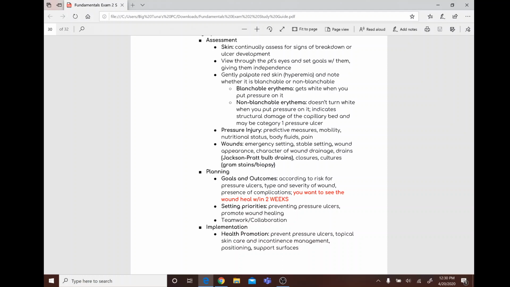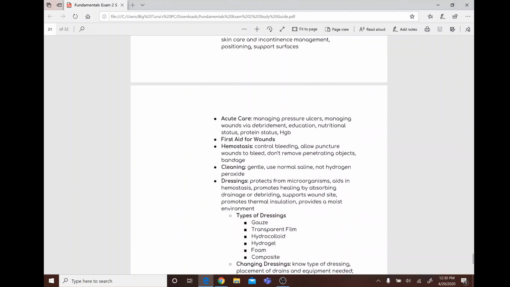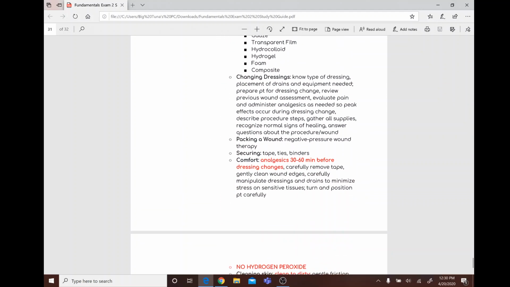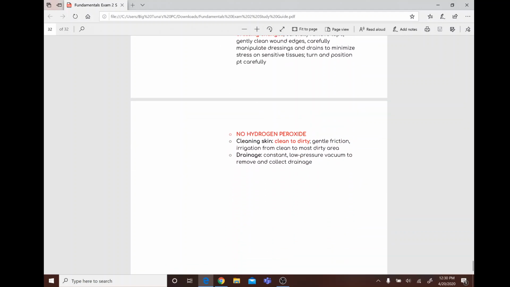Blanching is when the skin gets white when you put pressure on it. Look over the wound 30 to 60 minutes before dressing changes, potentially with pain meds. No hydrogen peroxide. Clean to dirty.